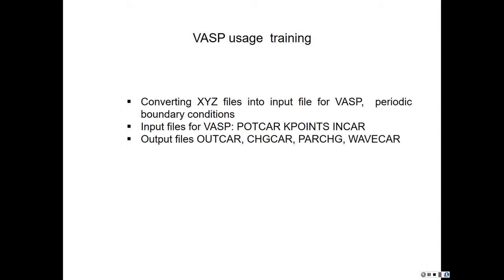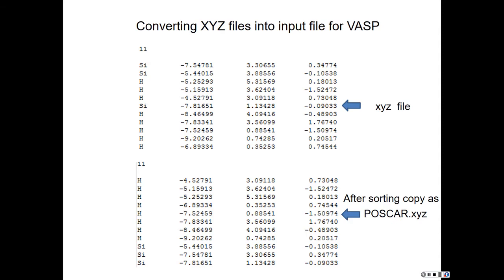So I'm going to explain today how to convert XYZ files into input files for VASP, periodic boundary conditions, input files and output files. In order to make an XYZ file, we can use different software like Avogadro or VESTA, and we can save the model as an XYZ file.